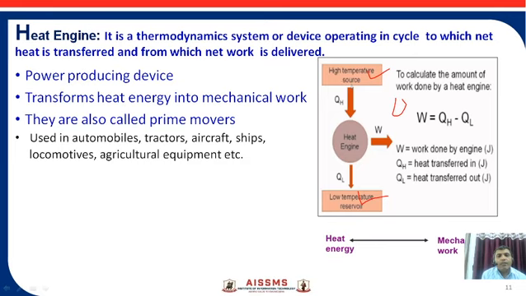The heat source supplies heat to the system, in the case of the boiler, and the system produces W amount of work. That W amount of work we can calculate as heat supplied to the system minus heat absorbed by the heat sink, so QH minus Q low, or Q high minus Q low. So a heat engine is a power producing device that converts heat energy into mechanical energy.